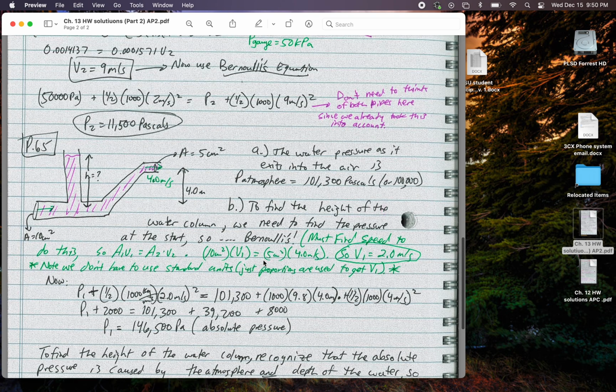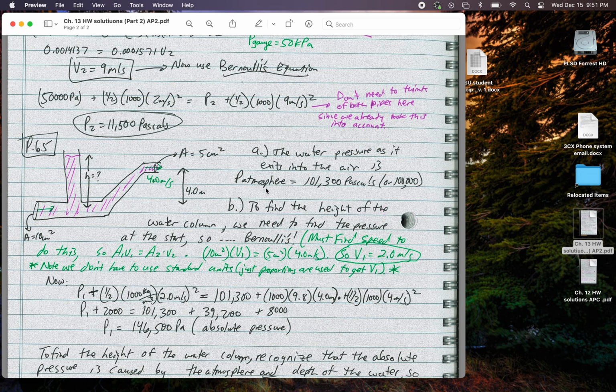P65 was the last one. So I said that this was a little bit odd. It's a weird pipe, but essentially what we've got is the visual situation shown here: 10 centimeters squared here, 5 centimeters squared here. Although it's not in standard units, they are giving you areas, so you really don't have to calculate that. As long as you know this, you can use those to find the speeds.